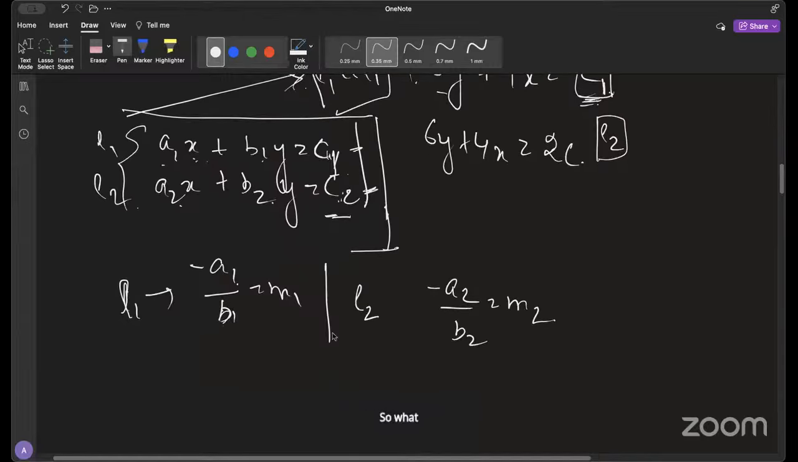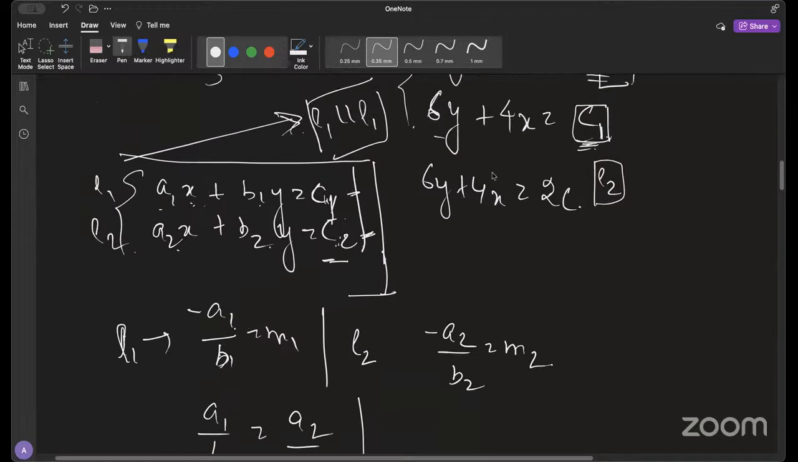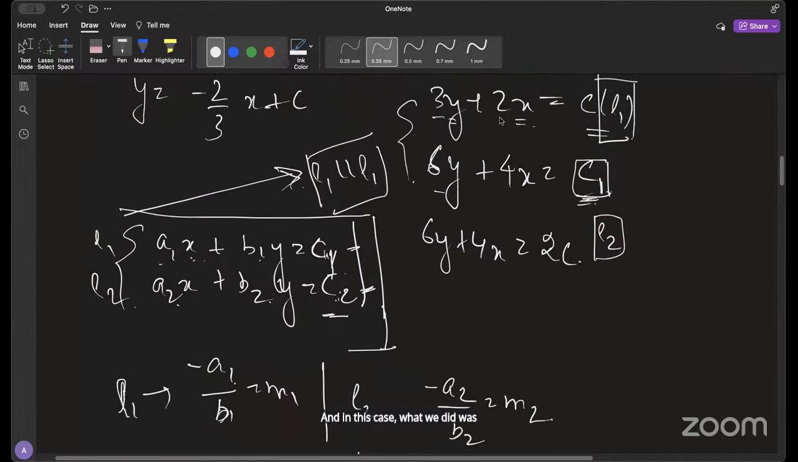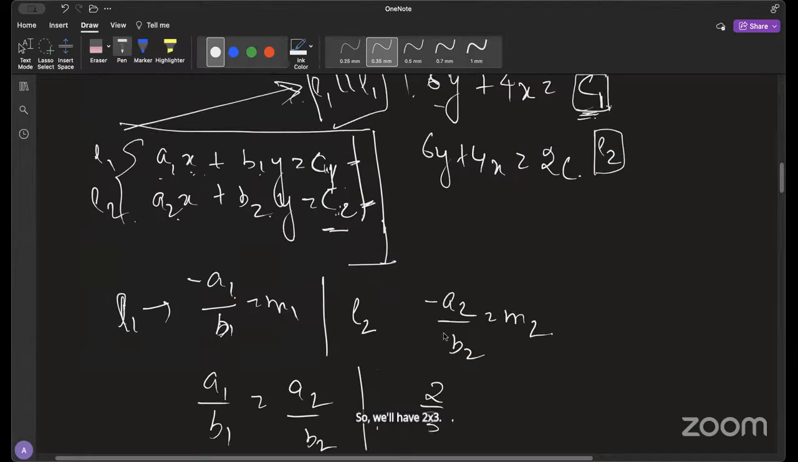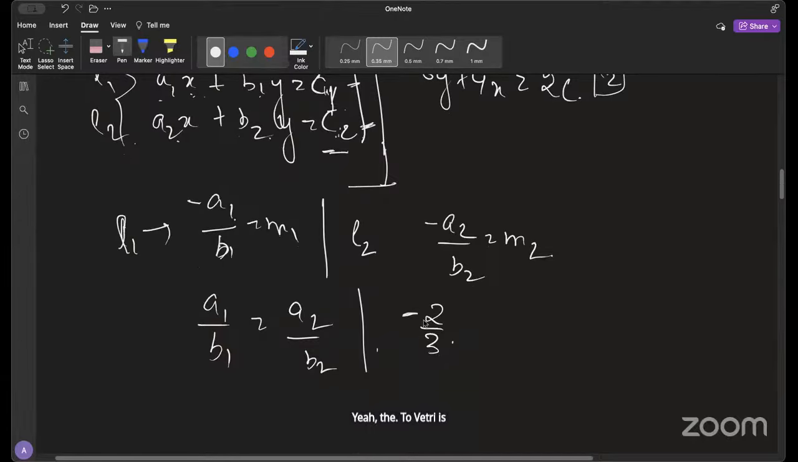So what you want is for the slopes to be equal. You want m1, which is a1 by b1, to be equal to a2 by b2. In this case, we had a 3 here and a 2 here, right? So we'll have 2 by 3, minus 2 by 3 coefficient actually. You just need a multiple of this.